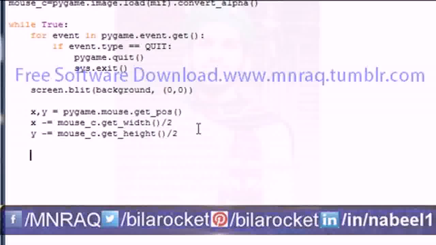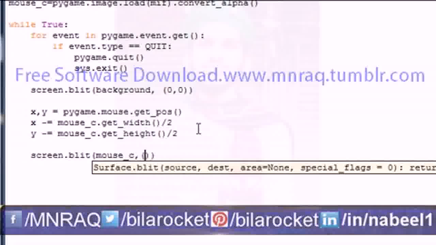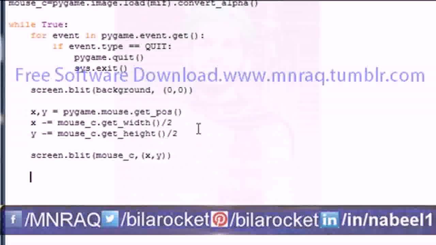Now, just like we blitted the background to the screen, we want to blit the mouse to the screen too. So screen.blit, mouse_C, or whatever you named your image, and X, Y for our coordinates. There we go. The last thing we need to do is pygame.display.update with empty parameters. What this does is make sure it doesn't flicker. This is pretty much just housekeeping stuff, but you need it in order to have a smooth running program.